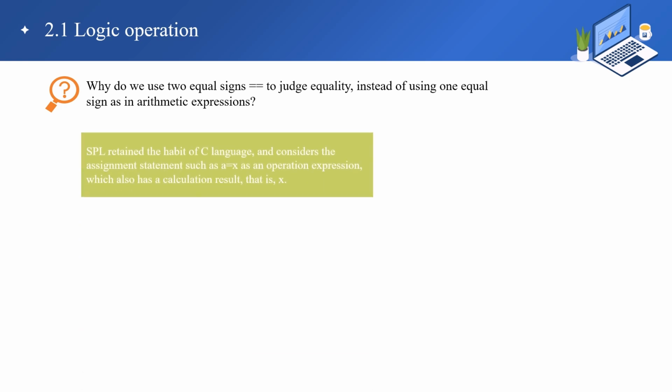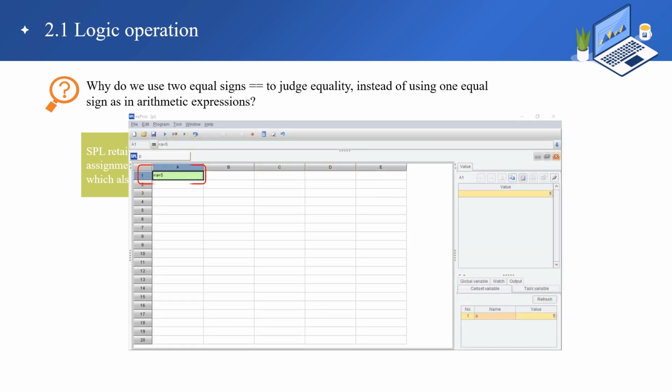This is because SPL retained the habit of C language and considers the assignment statement such as A equals X as an operation expression, which also has a calculation result, that is, X. For example, if we write equals A equals 5 in cell A1, SPL will not report an error but will execute normally, and we can see that not only variable A has a value of 5, but also cell A1 itself has a value of 5.